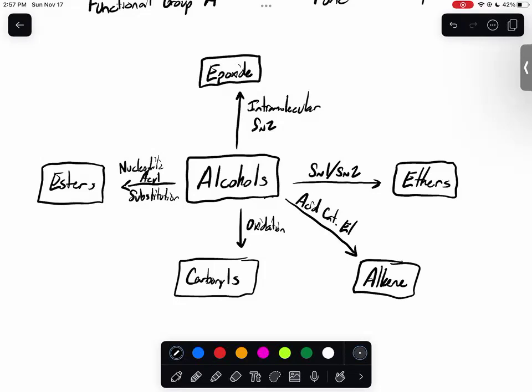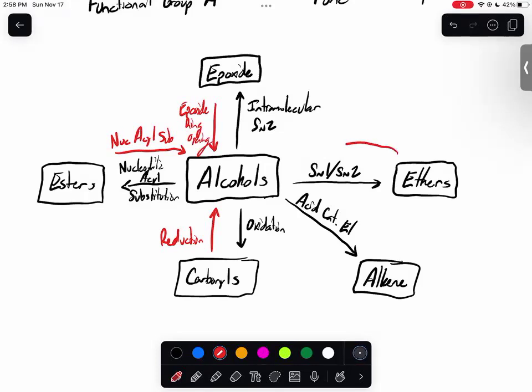The good thing about having a roadmap like this is it also shows what happens in the reverse direction. Let's say that you have a carbonyl that you want to make into an alcohol. You could do so by reduction. Same thing with esters. If you want to take an ester back to an alcohol, you would also do a nucleophilic acyl substitution. Epoxides back, this is going to be something like an epoxide ring opening, something like an ether back to an alcohol. You're looking at an ether cleavage.